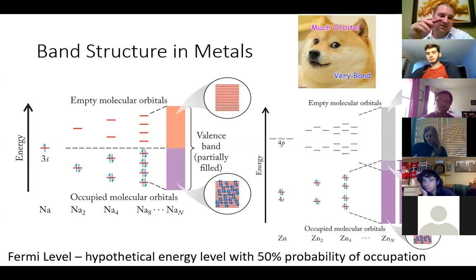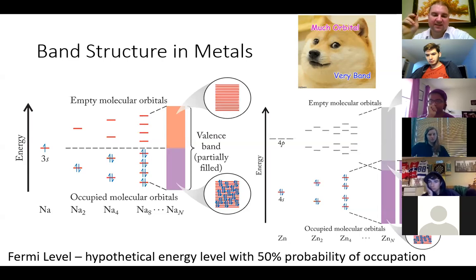In the case of sodium metal, the number of electrons in that S orbital means that your valence band for the solid is only partially filled. So the number of electrons that can fit into that valence band and the number of electrons that you have, you have fewer electrons than there are spots for the electrons. So the valence band is only partially filled.